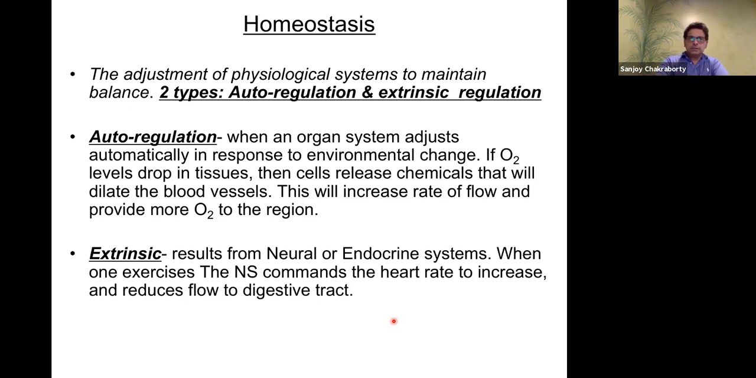So homeostasis is just the physiological status at the resting condition. When it changes, you want to fix it. How to fix it? Either intrinsic or extrinsic. Intrinsic or autoregulation happens locally. Extrinsic happens externally. Externally does not mean outside your body. Externally means external to that location.